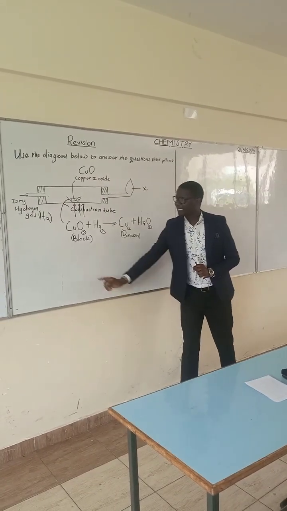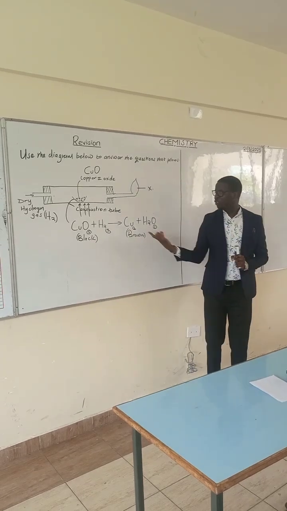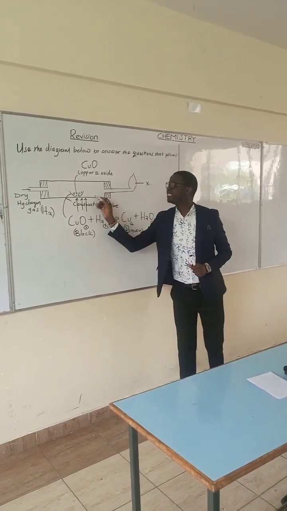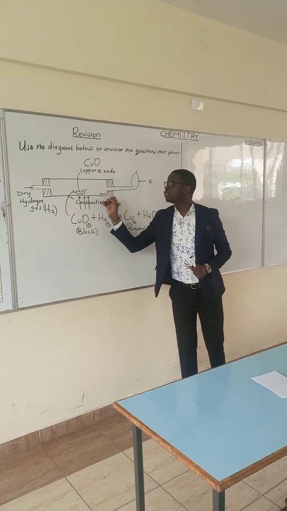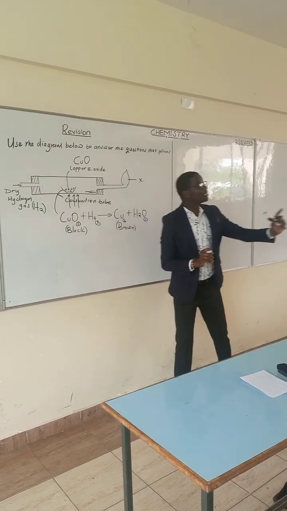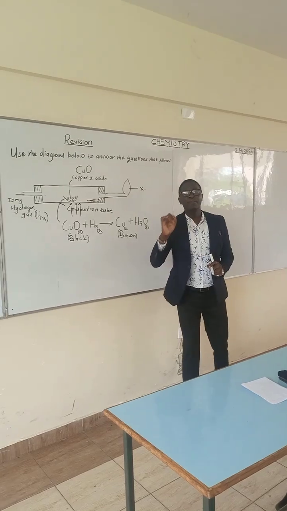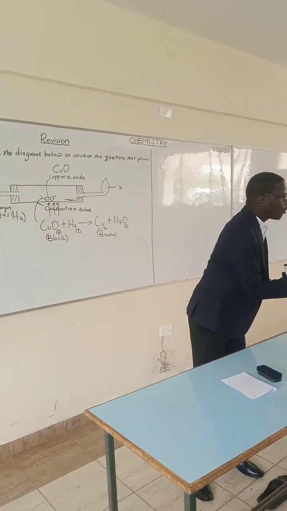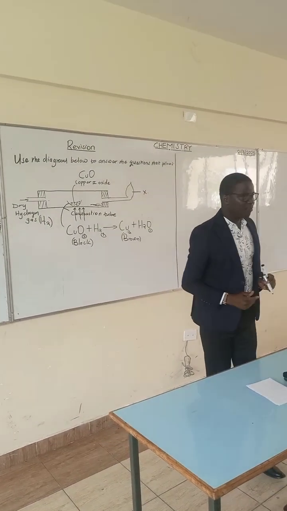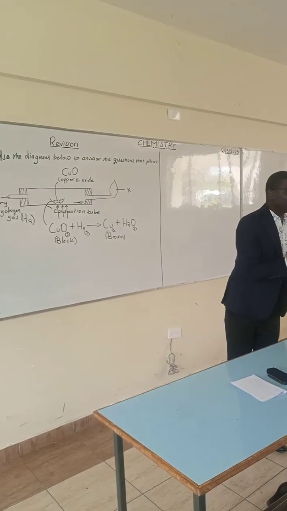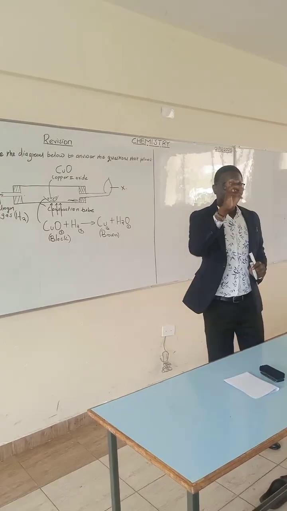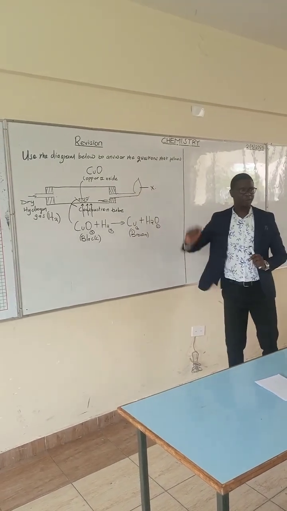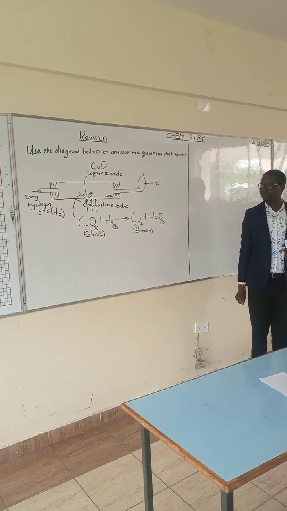Yes. Then the second observation: because we are forming water here, and this water is liquid, it will be condensing on the cooler parts of the combustion tube. So our second observation will be: there will be formation of a colorless liquid on the cooler parts of the combustion tube. Are you together up there? Yeah. So write those two observations, then you go to the second part of the question.